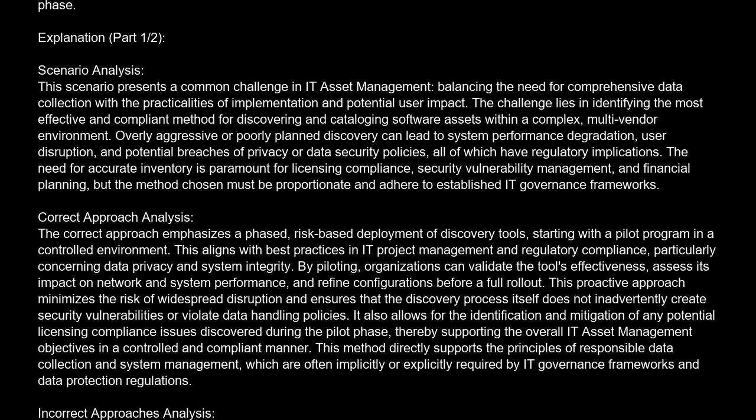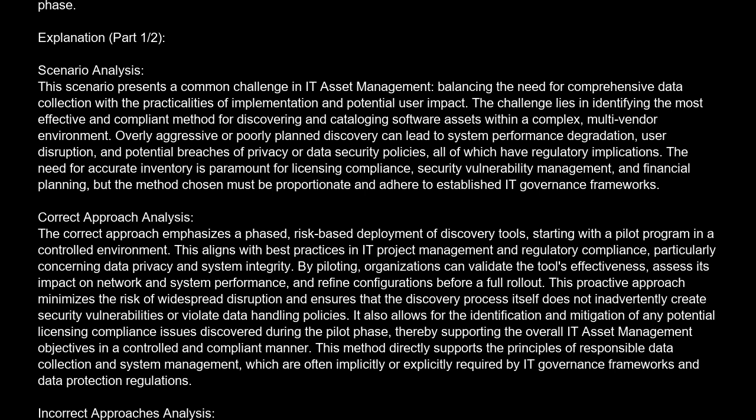The need for accurate inventory is paramount for licensing compliance, security vulnerability management, and financial planning, but the method chosen must be proportionate and adhere to established IT governance frameworks. Correct approach analysis. The correct approach emphasizes a phased, risk-based deployment of discovery tools, starting with a pilot program in a controlled environment. This aligns with best practices in IT project management and regulatory compliance, particularly concerning data privacy and system integrity. By piloting, organizations can validate the tool's effectiveness, assess its impact on network and system performance, and refine configurations before a full rollout.